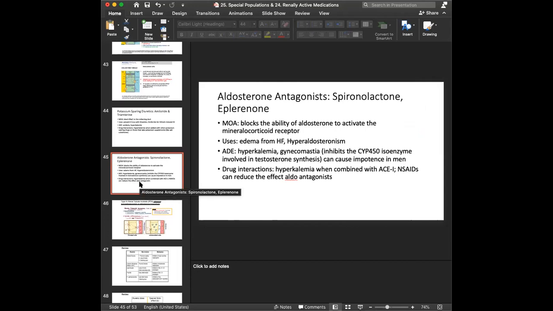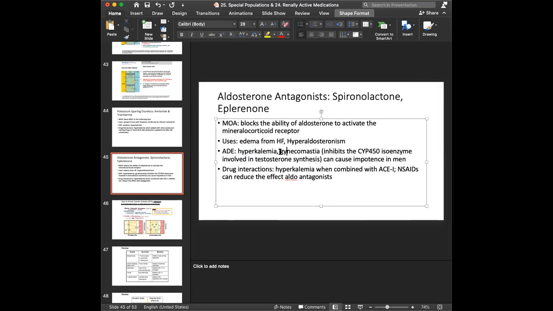Okay, so spironolactone is the most common, and it is going to block the ability of aldosterone to activate the mineralocorticoid receptor. Uses are going to be edema from heart failure or high aldosterone. Remember, it causes hyperkalemia, and then something bad that men might complain of is gynecomastia, and it causes impotence in men. So men probably would not like this drug.